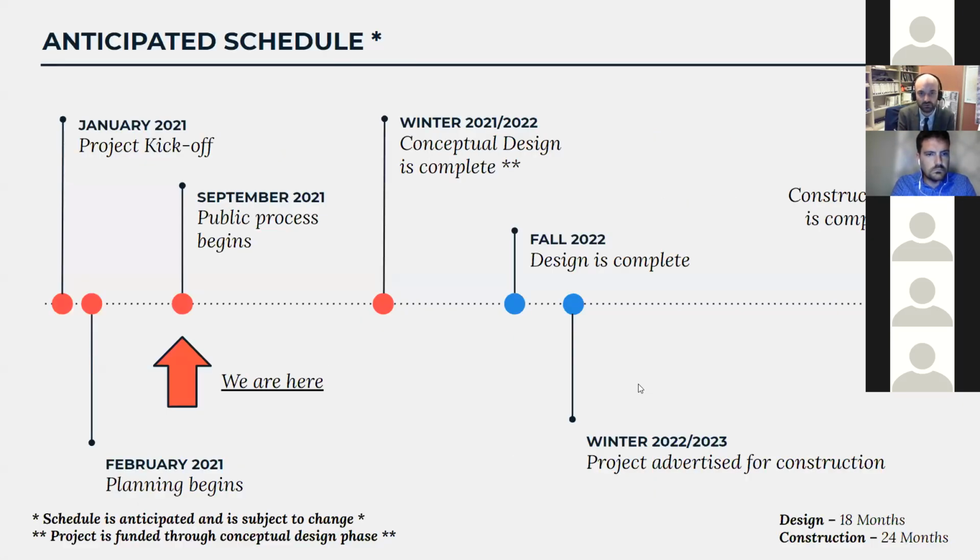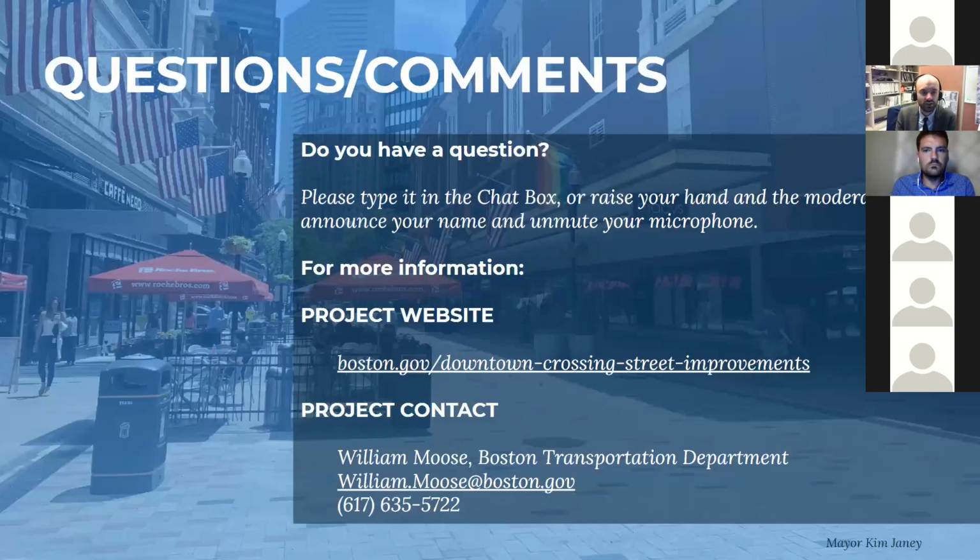Just throwing up the schedule again here, highlighting again that we're just beginning the public process. I will say that we have a project webpage on boston.gov. We'll have the URL at the end of the presentation, but you can also just Google Downtown Crossing street improvements. We will be posting these materials there again, and there is also a sign-up sheet there for updates. So as the project moves forward and we have future public meetings, if you sign up, we will send you an email just letting you know when we have upcoming meetings. And yeah, that is all for now.